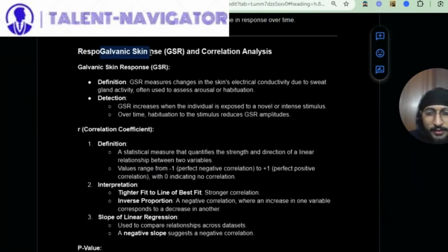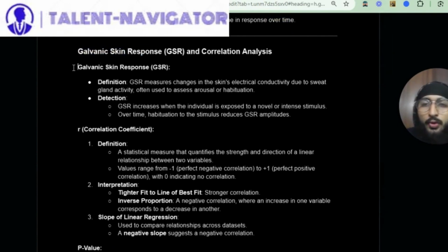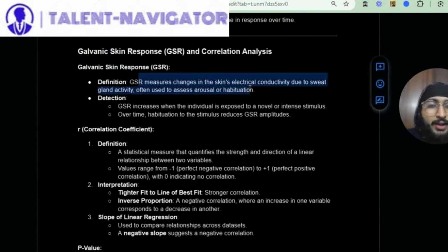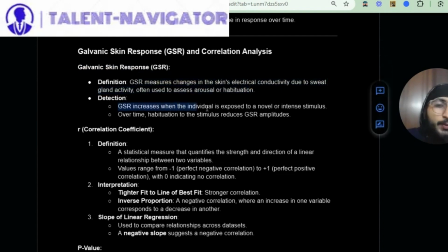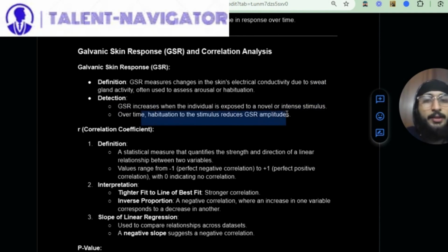Now moving on to galvanic skin response, GSR, and correlation analysis. GSR measures changes in the skin's electrical conductivity due to sweat gland activity, often used to assess arousal or habituation. Detection: GSR increases when the individual is exposed to a novel or intense stimulus. Over time, habituation to the stimulus reduces GSR amplitudes.